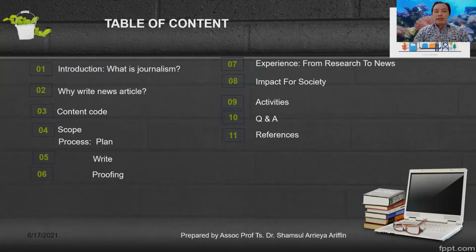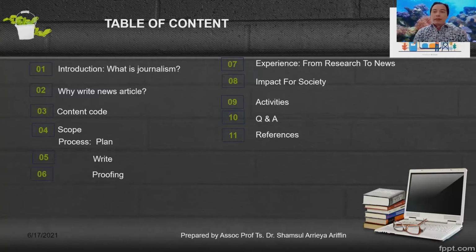Then what is the reason you want to write this article? Why do you want to write an article? Maybe you want to write this article to convey a message. Maybe there is some idea that you want to propose. Maybe there are some issues you think need to be taken care of by the government. So there are lots of motivations why you want to write a news article.